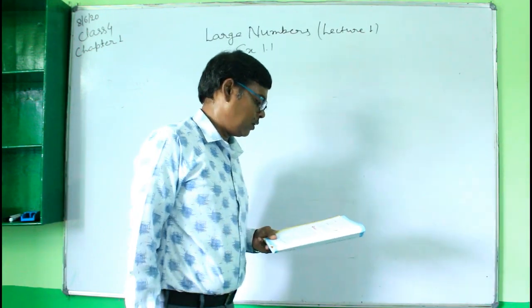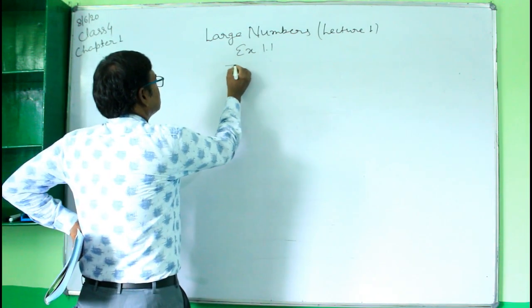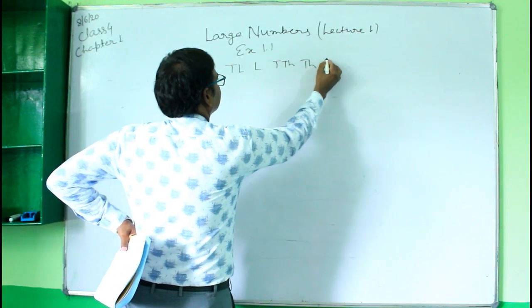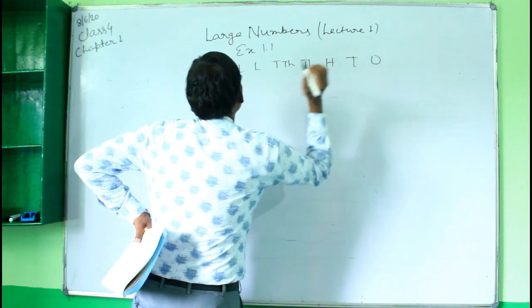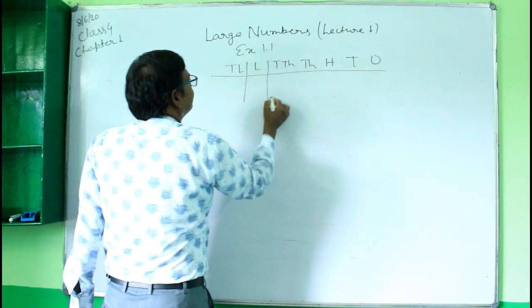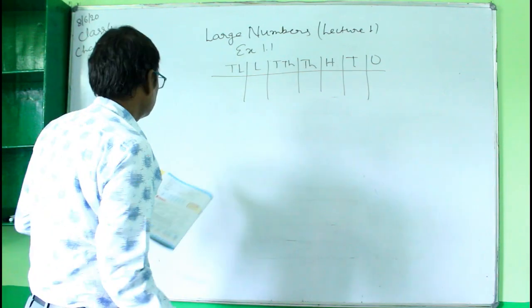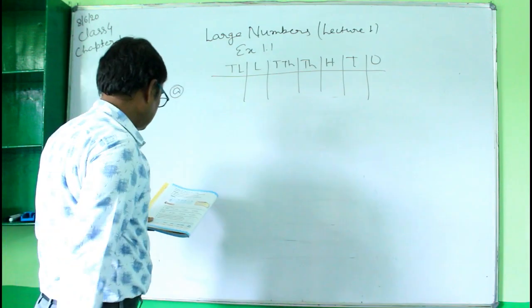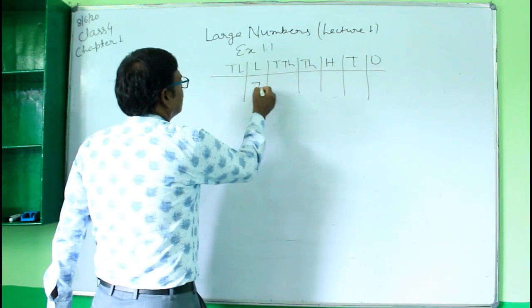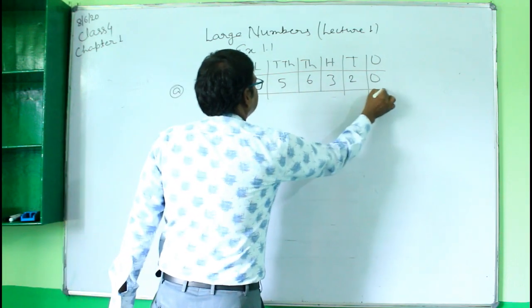So first you will make a place value chart like I explained just now, with the places like 10 lakh, lakh, then 10,000, then 1,000, then 100, then tens, and then ones. Now in this place value chart you will write the given number. So the first question is question number A, and here the number is given, 7,56,320. So this is the number.